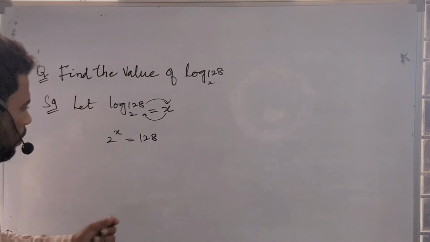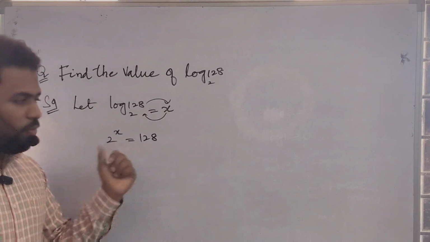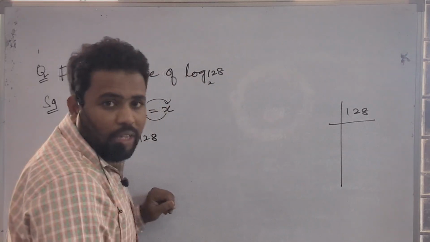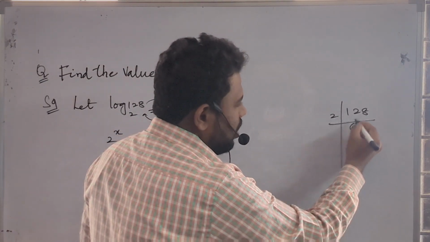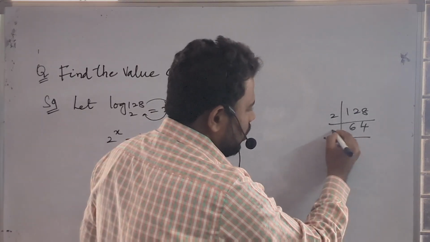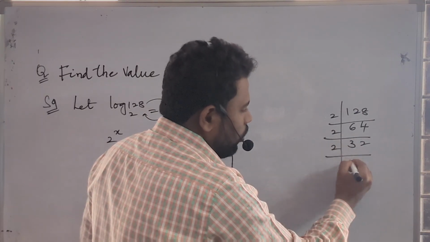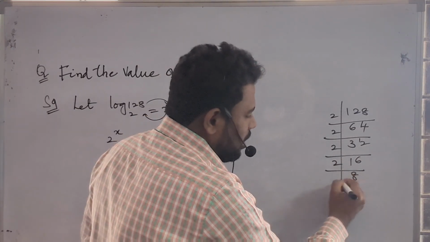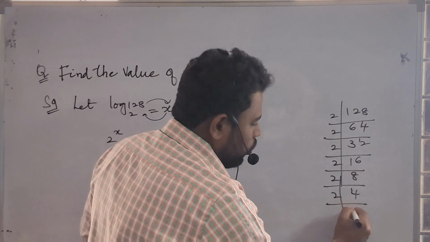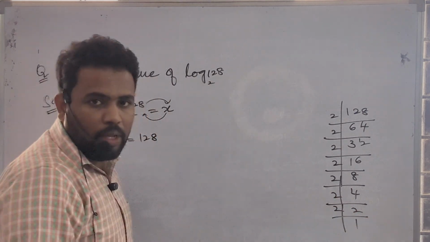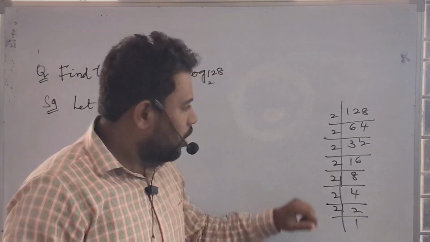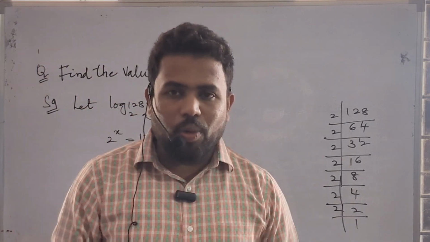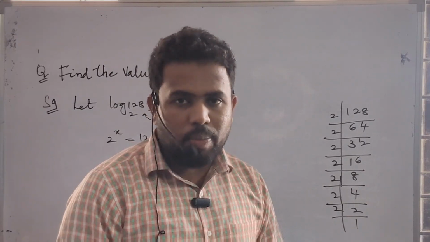Now let us find the factors of 128. Dividing by 2 repeatedly: 128, 64, 32, 16, 8, 4, 2, 1. Let us check how many times we are getting 2. If you count 1, 2, 3, 4, 5, 6, 7. So 128 is equal to 2 to the power of 7.